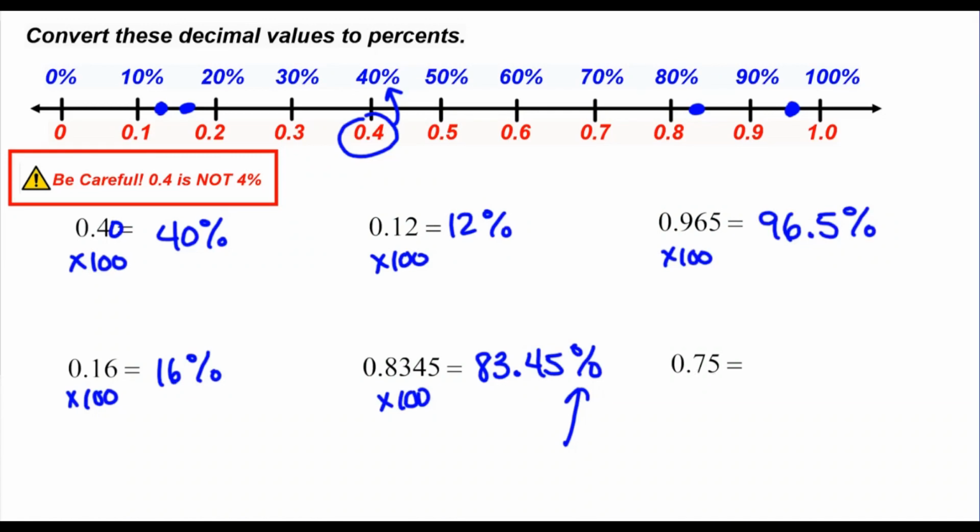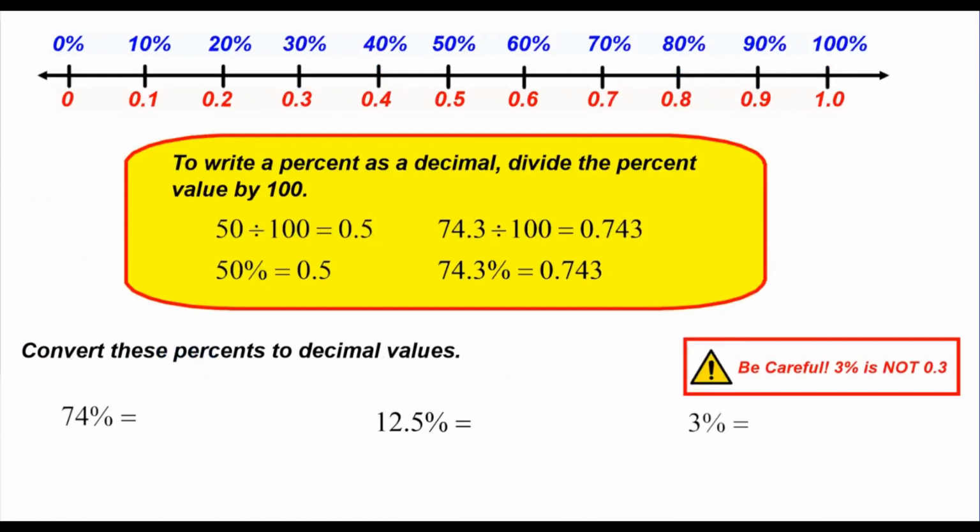And then lastly, 0.75 is going to be right here, halfway between 0.7 and 0.8. So I would expect that to be between 70 and 80%. If I take that times 100, I get 75%, and that's what I get. So converting decimal values to percents, simply multiply by 100. So then how do I write a percent back as a decimal? How do I convert backwards?